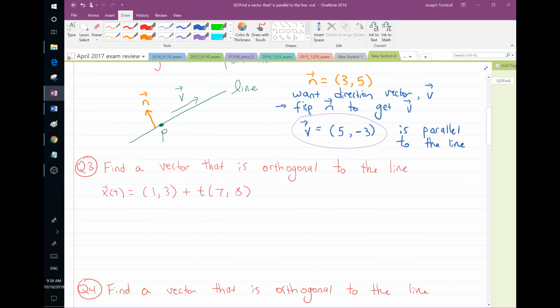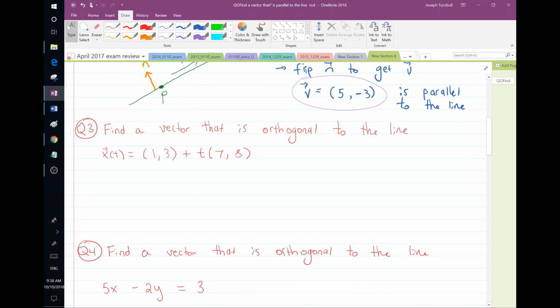Okay, next one, number 3. Find a vector that is orthogonal to the line. Draw a line. Label some stuff on it. There's a point P on the line, has a direction vector V, and it has a normal vector N.